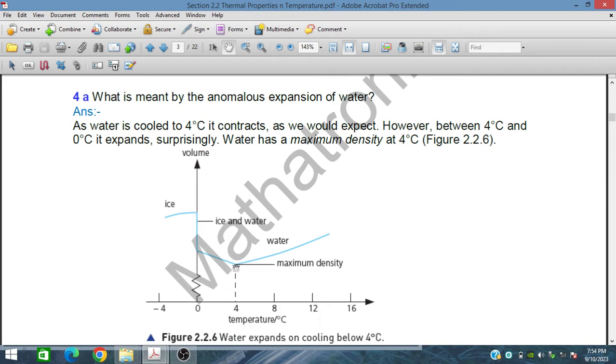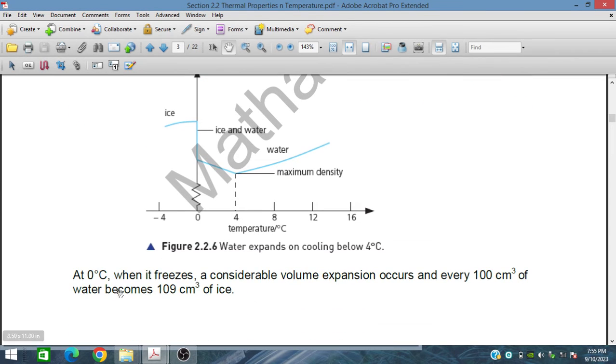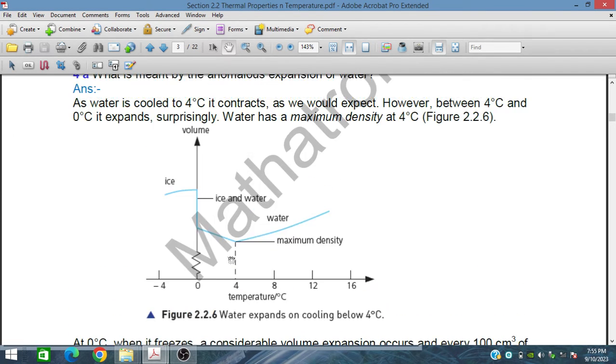But afterward, if we decrease the temperature further, its volume will increase. So it will expand surprisingly. The water has a maximum density at 4 degrees C as shown in this figure. At 0 degrees C, it freezes.